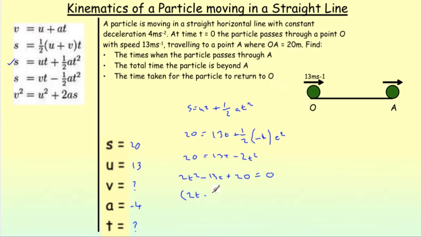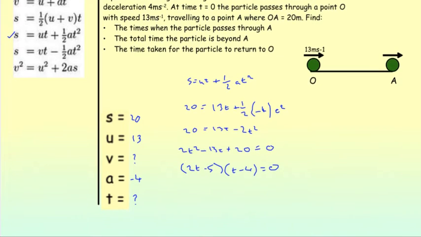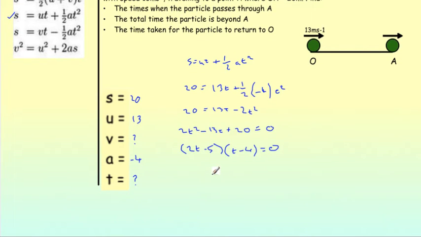And then we can factorize this quadratic here, and we end up with 2T minus 5 multiplied by T minus 4. And we know that that's equal to 0. So that means then that the two times that we get is T is equal to 2.5 or 4. So 2.5 or 4, and that's going to be seconds, because that's the time.